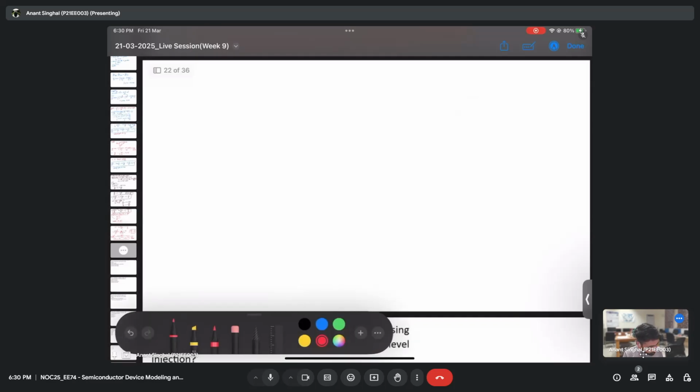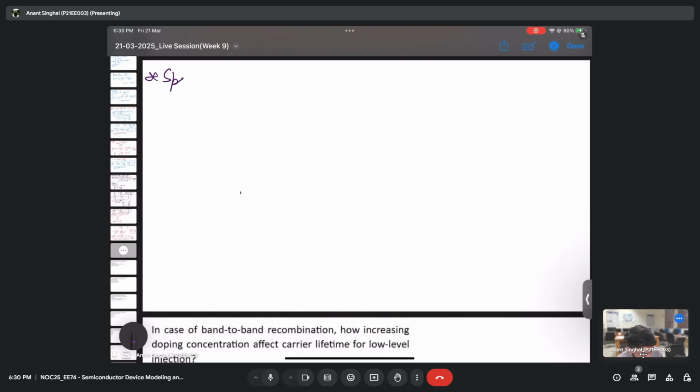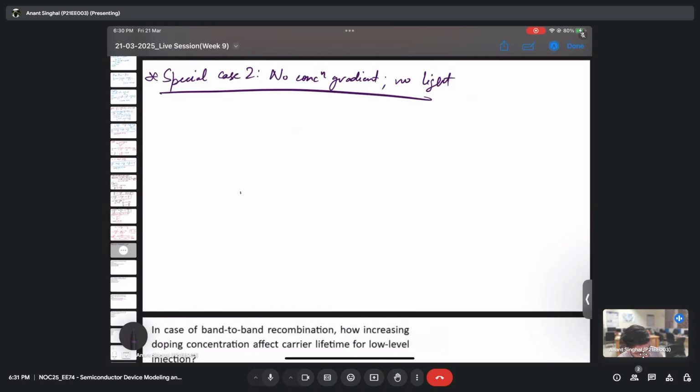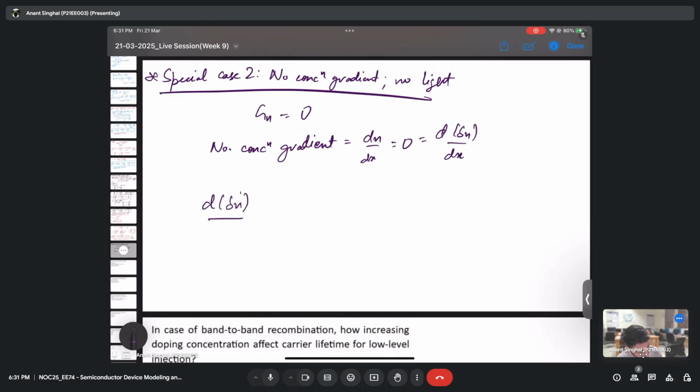Similarly, the second case could be special case 2. In this, we can take no concentration gradient and still no light. No light means Gn is 0, right? And no concentration gradient means there is no concentration change with respect to x. So dn over dx is 0. That means d delta n over dx is 0, because that is what we are figuring out. Now there is no steady state, so we can give this term a finite value. The second term, which was d2 of delta n over dx2, is now 0.